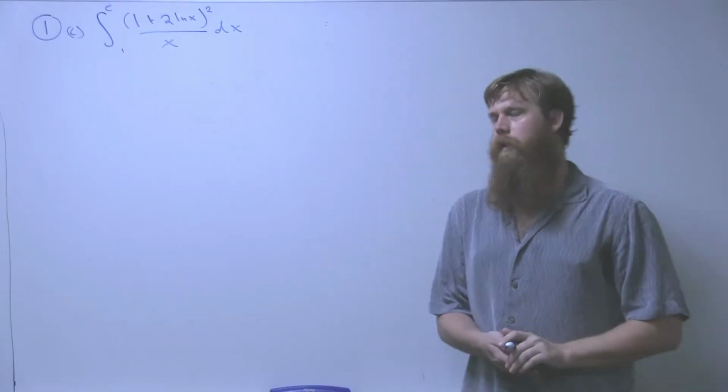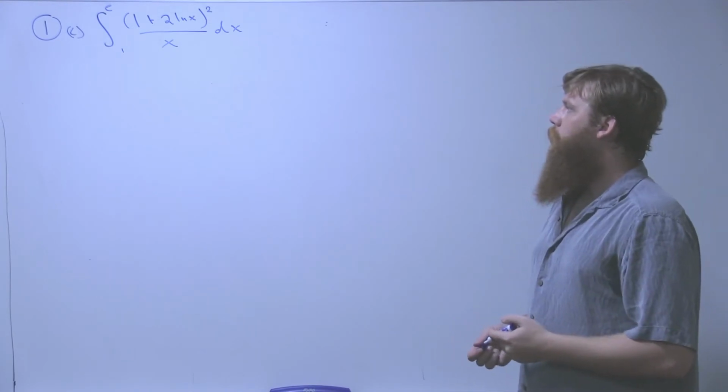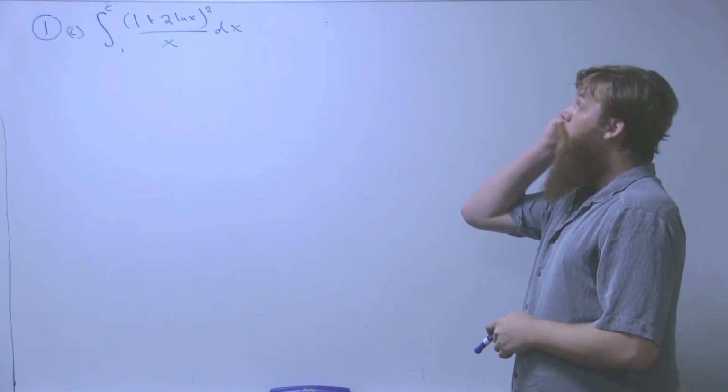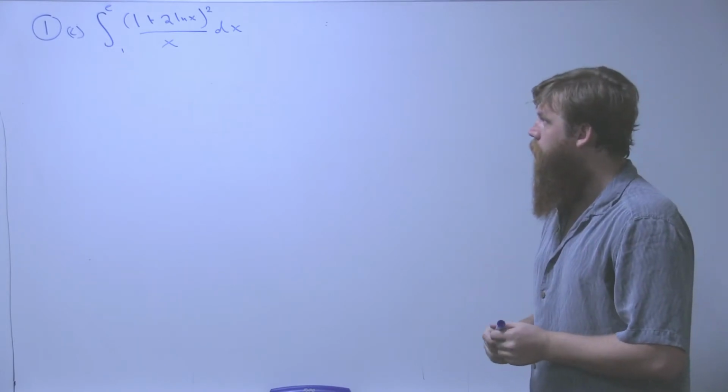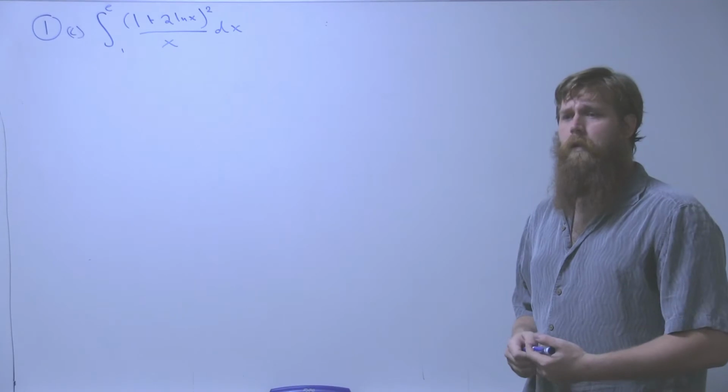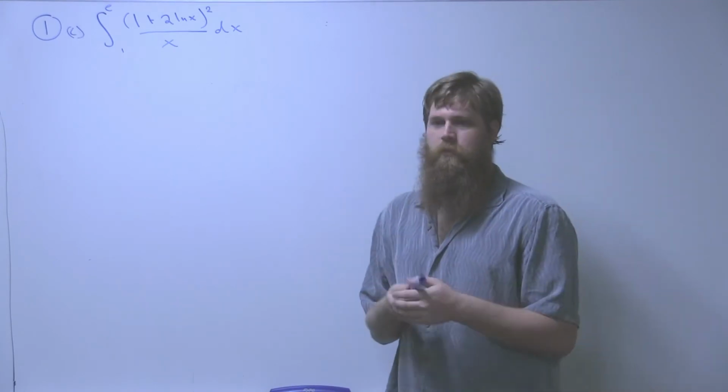Part C of problem 1 is the definite integral from 1 to e of (1 plus 2 log x) all squared divided by x dx. Again, by now, hopefully you're getting comfortable with substitutions. You can spot when one is useful.